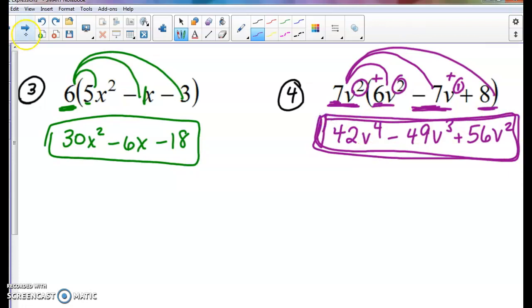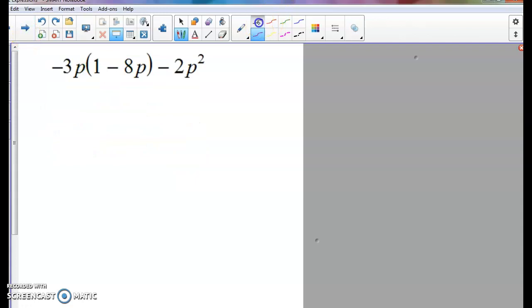So now let's see example 5. Go ahead and write out example 5. We have negative 3p times 1 minus 8p, and then minus 2p squared on the outside. Now, first thing we have to do for this one is because we have a parenthesis, it's like the order of operations. Parentheses come first, which means we're going to have to distribute the guy outside to everybody inside the parentheses. So negative 3p times 1 is going to be a negative 3p, because negative 3 times 1 is negative 3. P stays with it.